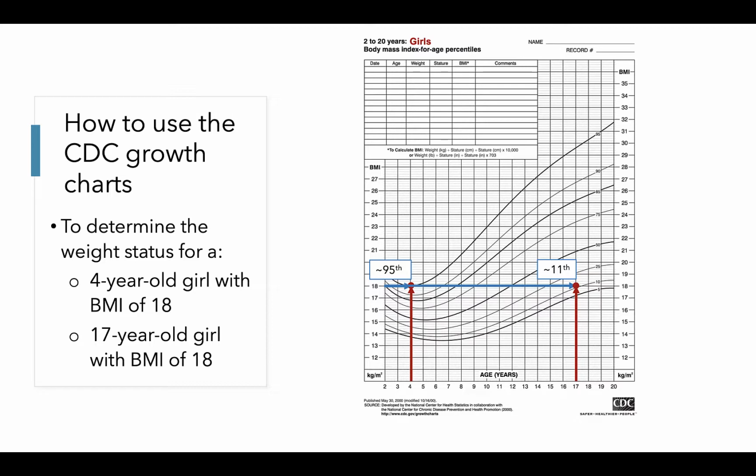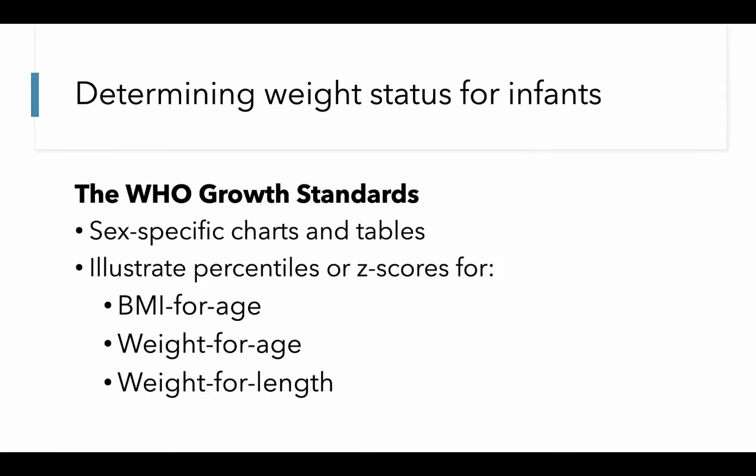For a 17-year-old girl, a BMI of 18 represents a weight status that was on the lower side of her age and sex-specific reference group peers. So I want to remind you that these growth charts are to be used with boys and girls who are between 2 and 20 years of age. So what do we do for infants? Well, we use a similar approach but different growth standards.